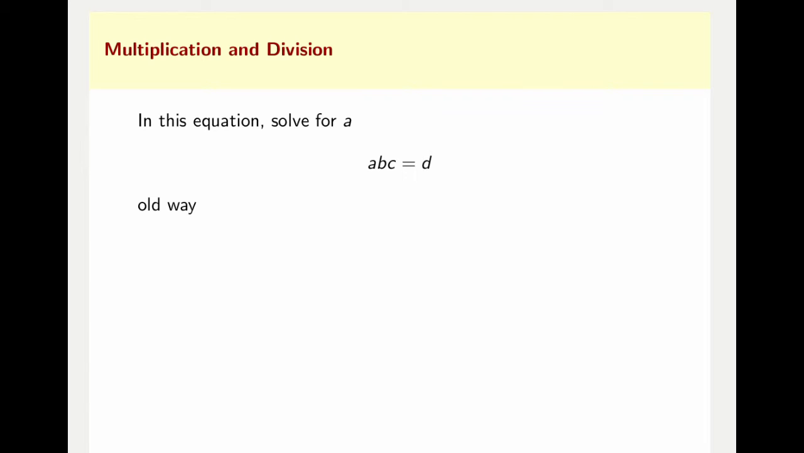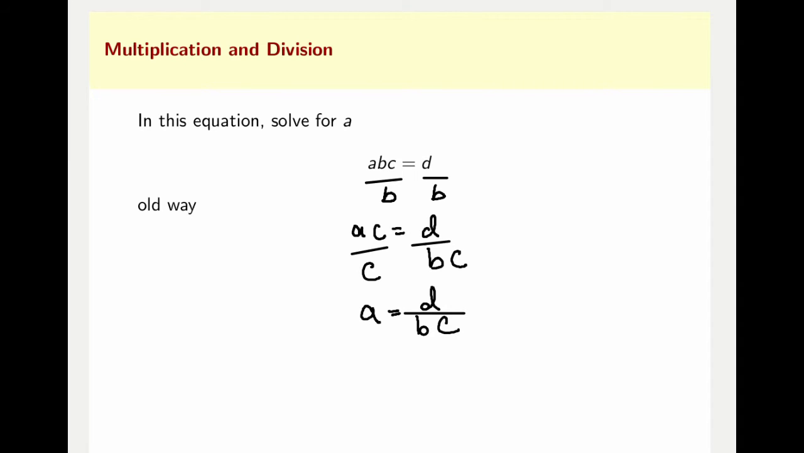Again, that means we have to isolate a. So the old way of doing this, I need to divide through by b, and so now the b's cancel and I'm left with a times c equals d over b. So now I have to divide through by c, and so what I'm left with is a equals d over b times c.